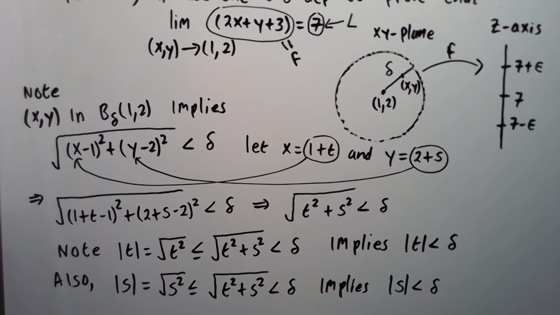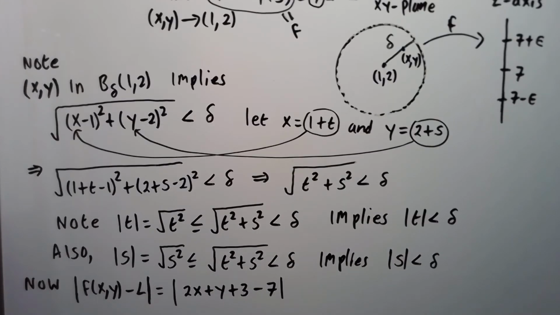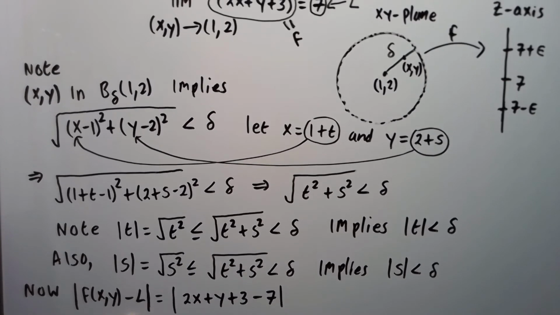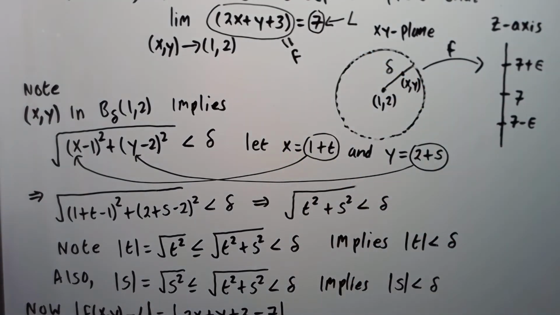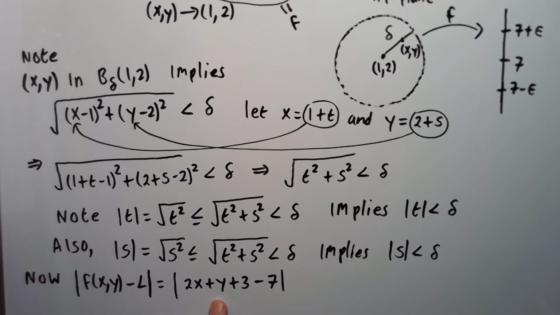Okay, so our next observation. Now let's look at the absolute value of f minus L. Our f up here is 2x plus y plus 3, and our L is 7. So making those substitutions down here, we get this. And simplifying this a bit, well, actually we're also going to substitute for x, 1 plus t, and substitute for y, 2 plus s. Let's do that.